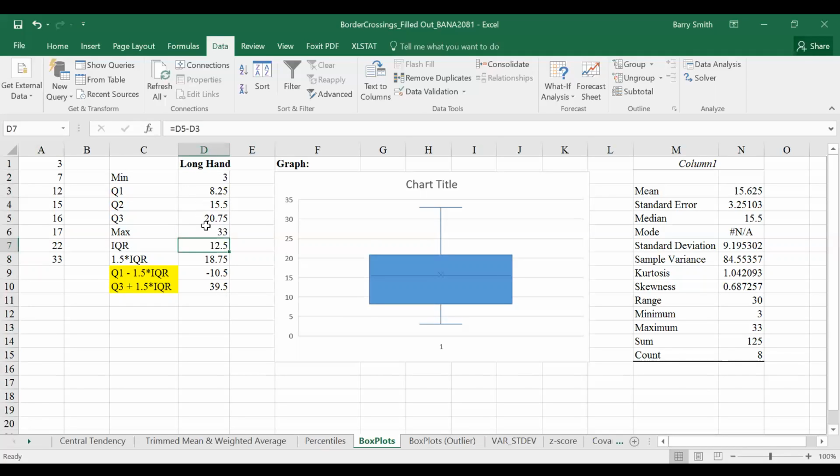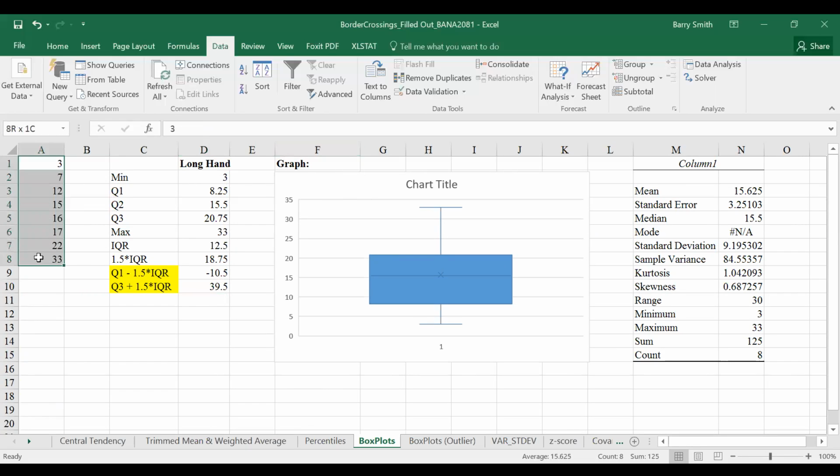IQR again is the Q3, which is D5, minus Q1, which is D3. That gives us 12.5. And we take 1.5 times IQR, so that's 1.5 times D7, so it's going to give us 18.75. And then we can take Q1 minus the D8 and get this value, and then we can take the Q3 plus the D8 and get that value. Okay, and so then we can hand draw this if we have to, or we can actually use Excel.